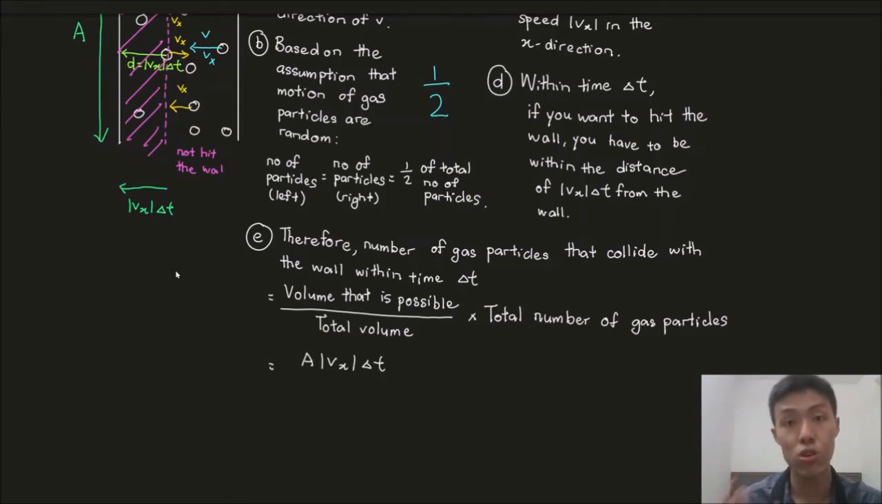So that is the volume, the pink volume in this diagram. And we divide it by the total volume, capital V. And we multiply by the total number of gas particles.